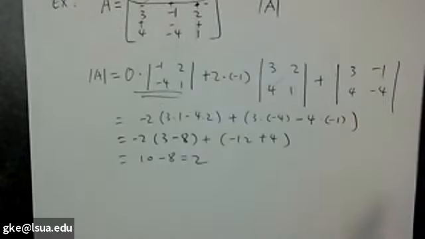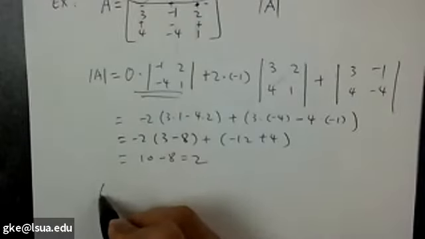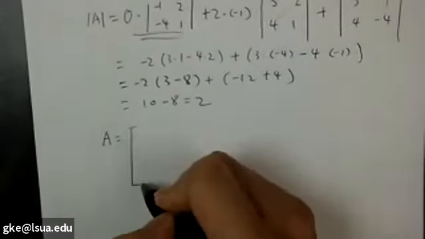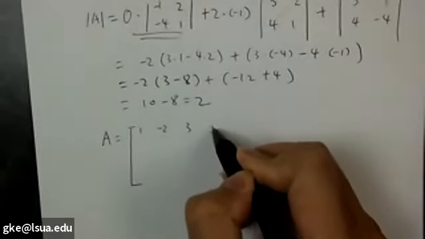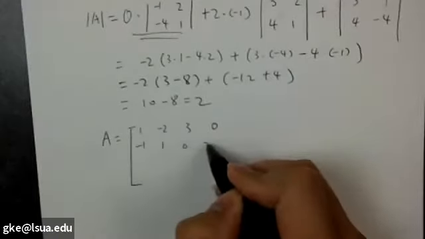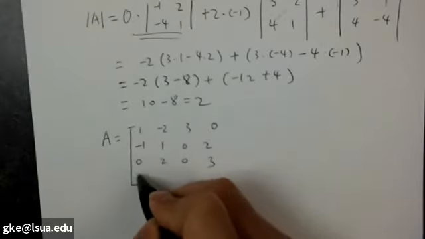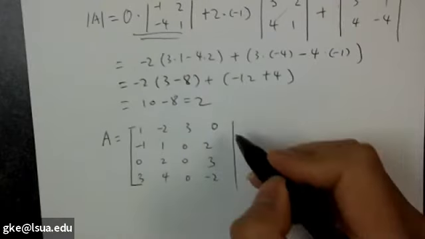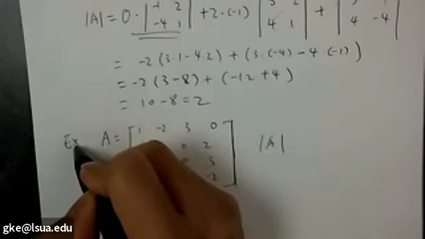Now I'm going to give you guys another example. Similar, you can do a 4 by 4 matrix, for example. If I give you 1, -2, 3, 0, calculate the determinant of this guy.